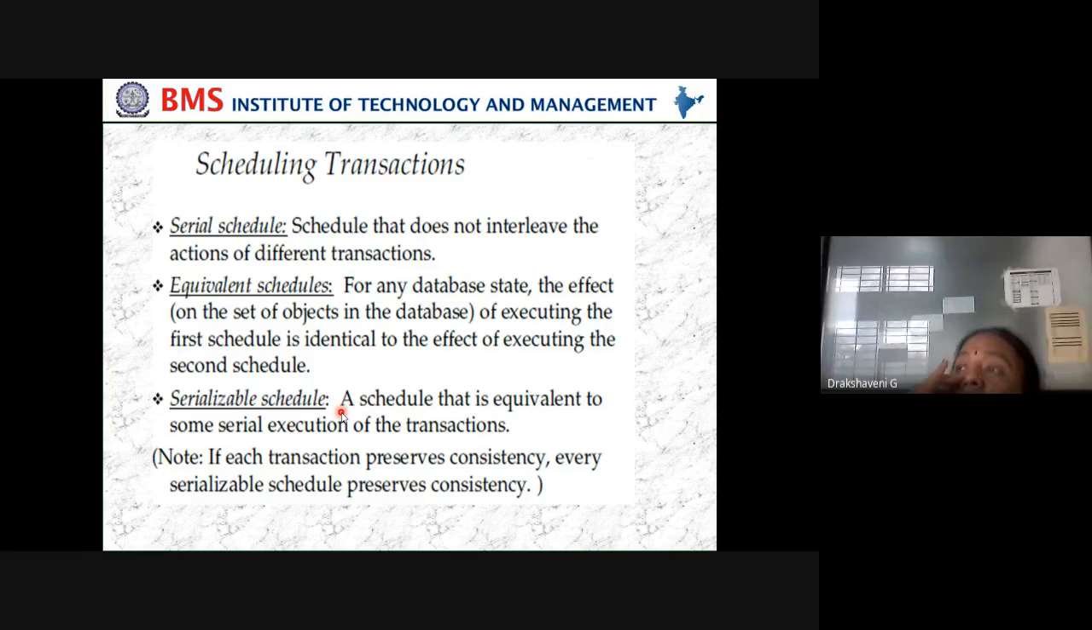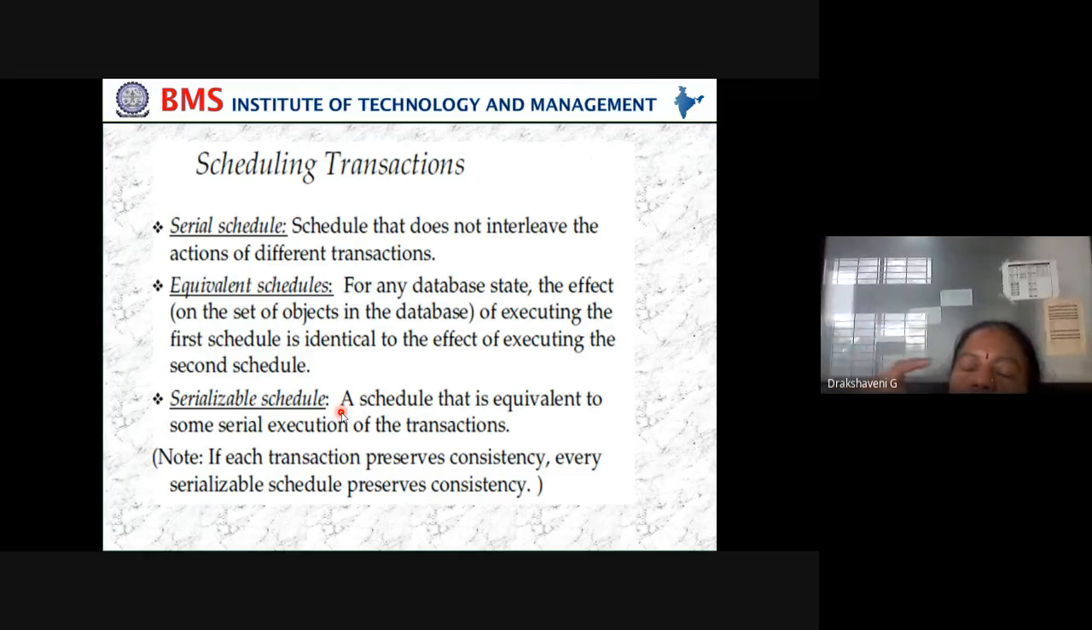If you see in C programming, when you call a function, what type of parameter you pass and how many parameters you pass should be declared and defined. The same way here in DBMS, a serializable schedule is a schedule that is equivalent to some serial execution of the transactions. Note, if each transaction preserves consistency, every serializable schedule preserves consistency.